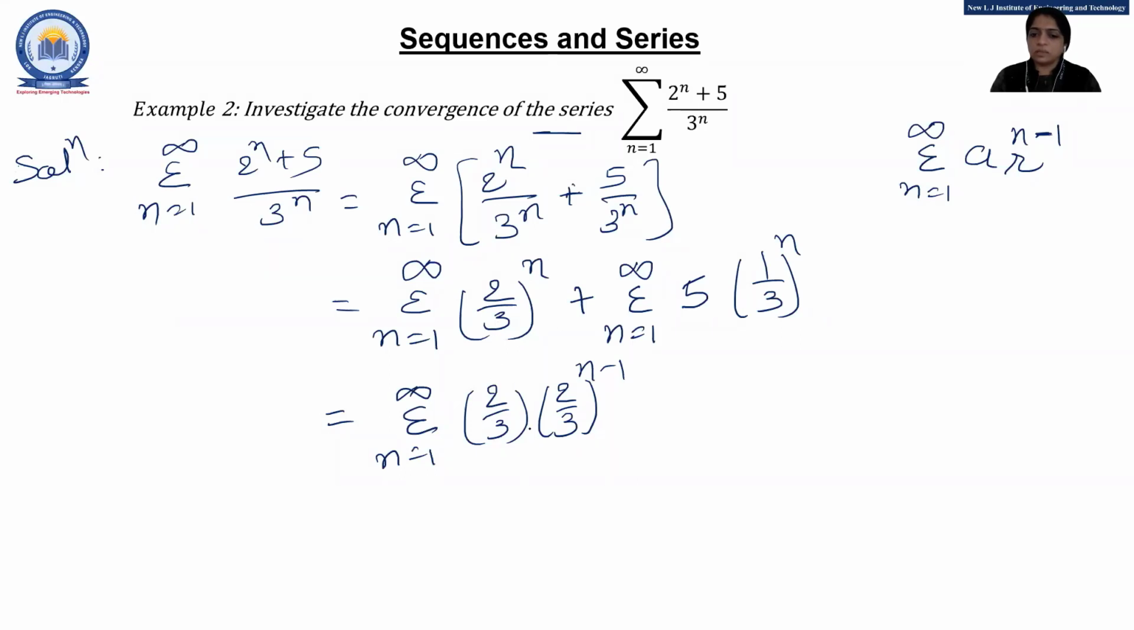If I put 2 by 3 into 2 by 3 raised to n minus 1, then that is 2 by 3 raised to n. Similarly, for the second series, if I put 1 by 3 into 1 by 3 raised to n minus 1, then 1 by 3 into 5, so this is 5 by 3, and this one is 1 by 3 raised to n minus 1. Any doubt, students? Any doubt about this third step?